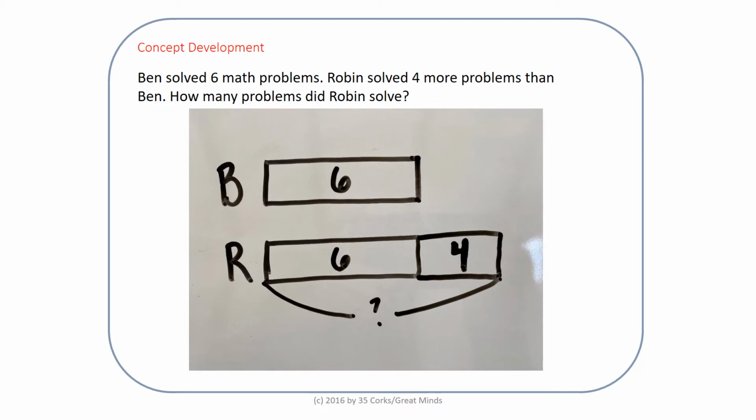We're trying to find out how many problems Robin solved. So I drew my arms to go from one end of her tape diagram to the other end, and I put a question mark because we don't know how many problems she solved yet. I'm going to read each part of the story again, and I want you to point to the part of the double tape diagram on the board that corresponds to what I'm saying.